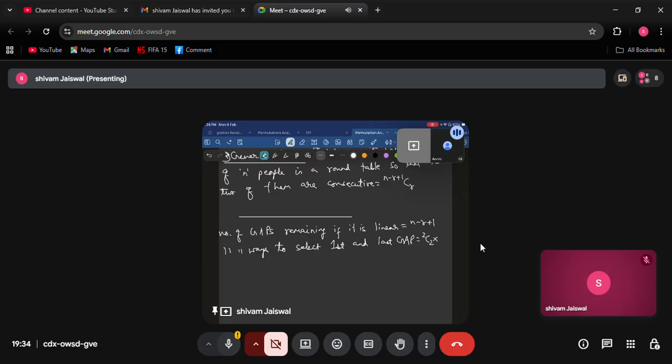How many gaps are remaining after selecting the first and the last gap? Previously, there were n minus r plus 1 gaps. Now you have already selected 2 gaps out of them. So n minus r minus 1 C r minus 2. N minus r minus 1 C r minus 2.